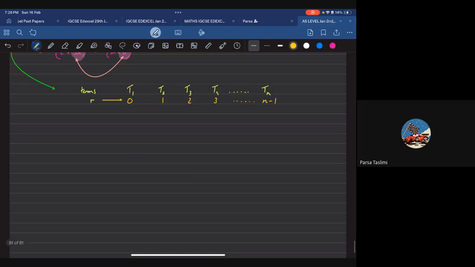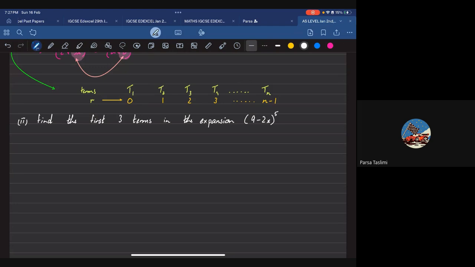There was one more question. Let's try to do that. It said, find the first 3 terms in the expansion of, let's say, 9 minus 2x raised to the power 5.